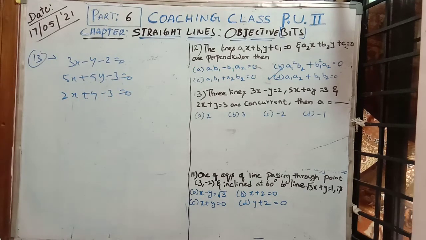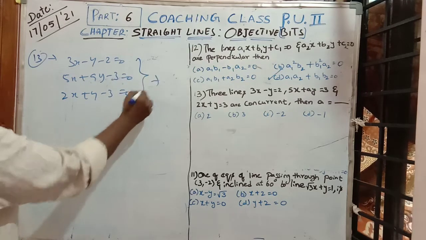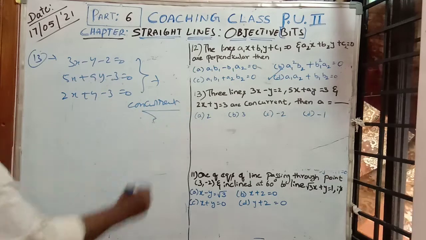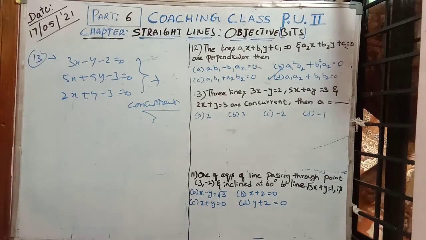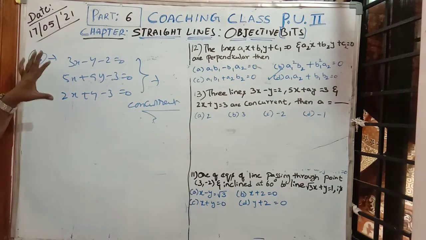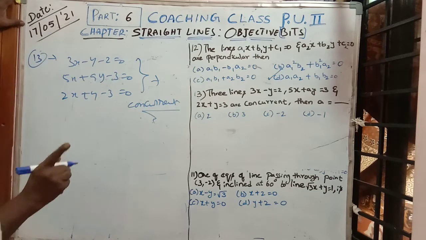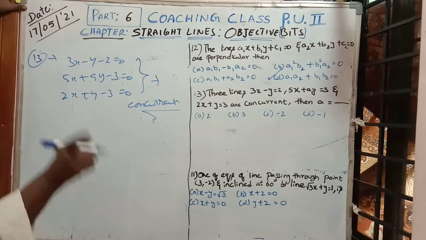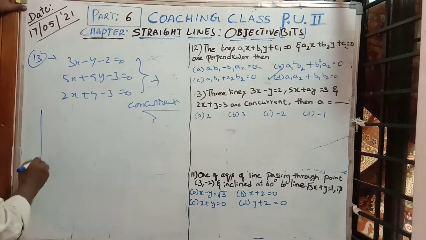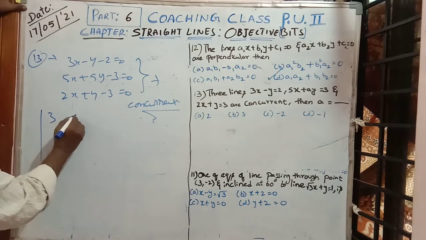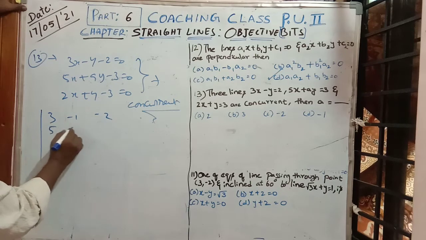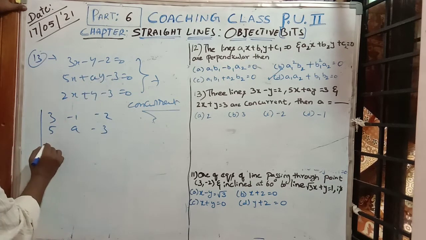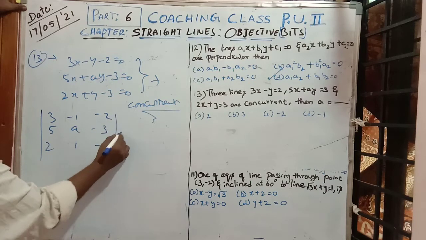If they are concurrent, I already told about this in the previous video. Concurrent lines means they are passing through one point. They have a common point. All three lines pass through one common point. Then the condition is the determinant with rows 3, minus 1, minus 2; 5, a, minus 3; 2, 1, minus 3 is equal to 0.